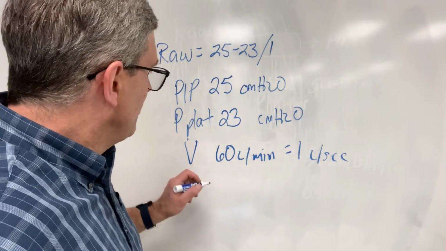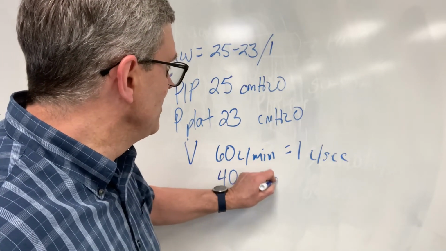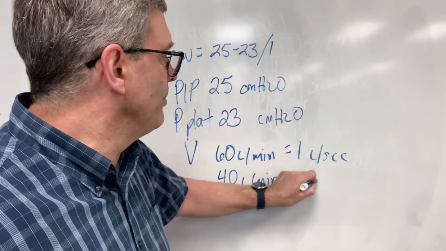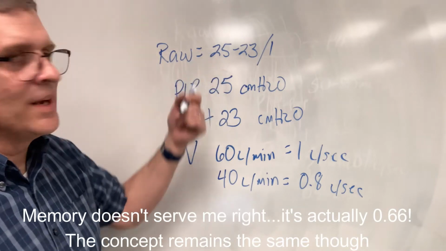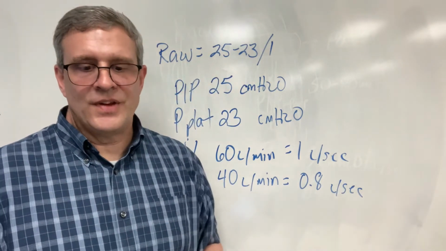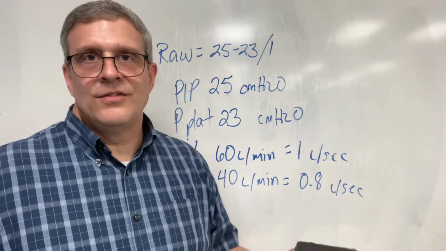Now what I was talking about before, let's say we go on the low end of flow, 40 liters a minute. If memory serves me right, I think that's somewhere around 0.8 liters per second. It doesn't really change our answer very much. It's insignificant. So you can ballpark whether you've got elevated resistance.